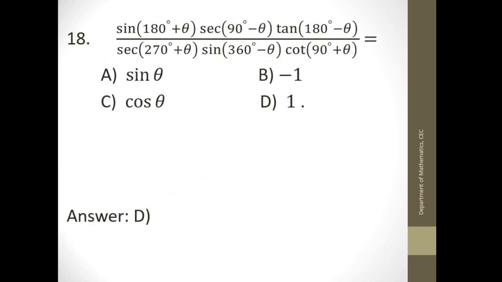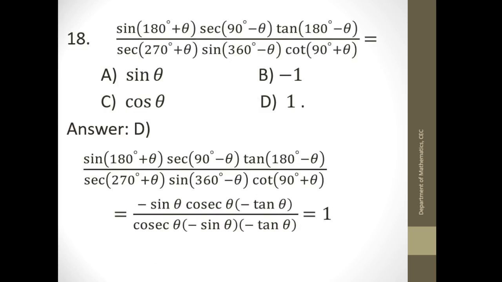Sin 180 degree plus theta, so it is in the third quadrant, minus sin theta. Secant 90 minus theta becomes cosecant theta, and tan 180 minus theta is minus tan theta, second quadrant. Secant 270 degree plus theta, so it is in the third quadrant, and secant becomes cosecant theta.